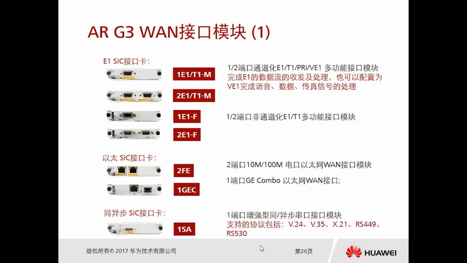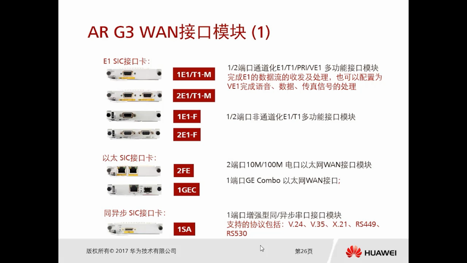What does this represent? It indicates the basic group handling interface of ISDN. Everyone needs to pay attention to this. And then VE1. What does it mean? It represents voice. It can also be configured as VE1.